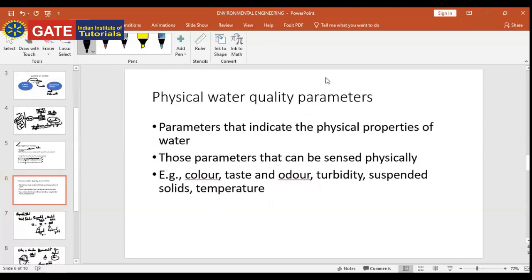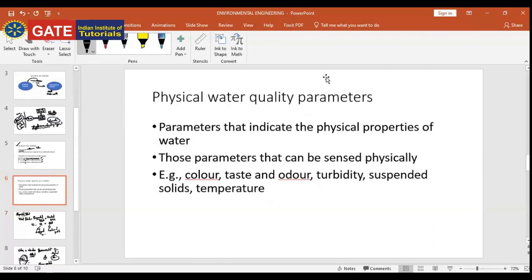So here is a definition. Parameters that indicate the physical properties of water can be called physical water quality parameters. Those parameters can be sensed physically. So what are the examples given here? Color, taste and odor, turbidity, suspended solids, and temperature. Got it?